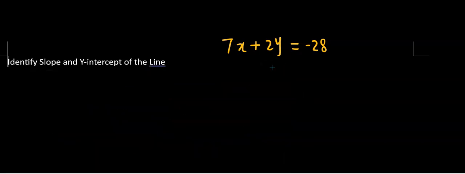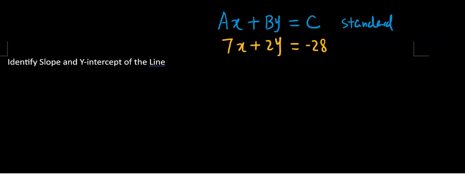Next practice says 7x plus 2y equals negative 28. This is in the form ax plus by equals c. This is standard form. In order to see the slope-intercept form, we're going to change it into slope-intercept form. A little bit of work will be done here.